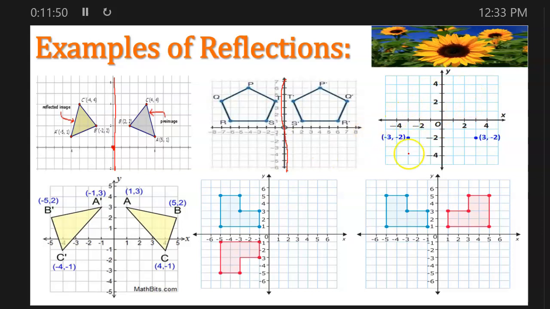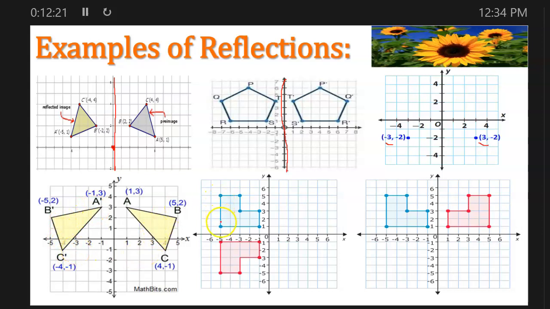This time we have a point that we are reflecting over the y-axis again, and notice that the x value was negative here, and now it's positive, so it did change that one value to its opposite sign. Again, we're reflecting over the y here, and notice that all of my x values have changed to the opposite signs on the ABC triangle versus the A prime, B prime, C prime triangle.